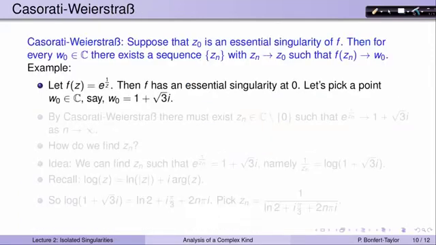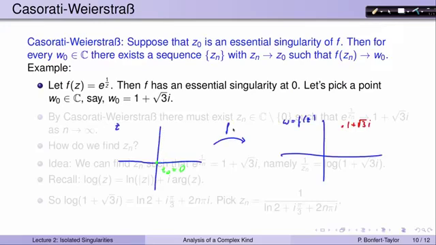Suppose f is the function e to the 1 over z. We know that f has an essential singularity at the origin. Let's pick a point w0, say 1 plus root 3i. Here's again the picture. So by the Casorati-Weierstrass theorem, there must exist points zn approaching z0 somehow, such that their images approach 1 plus root 3i. Let's see if we can find such points.